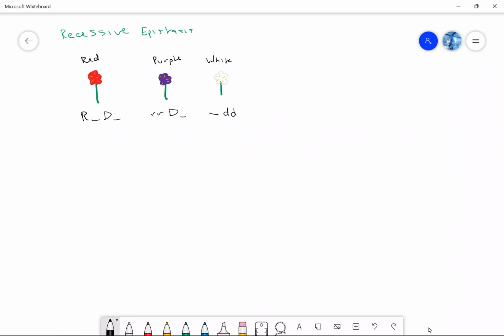So epistasis. We're increasingly becoming aware in class that not everything is very simple Mendelian 9 to 3 to 3 to 1 crosses. We have things like penetrance that just kind of dominate the rules that we learned in Mendelian genetics. And one such example of this are the different kinds of epistasis.